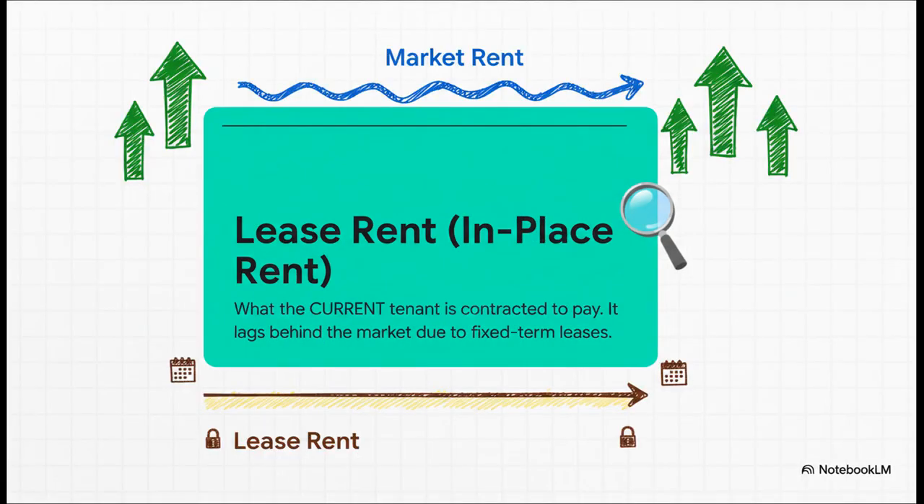Okay, so the next step down in the hierarchy is lease rent, or in-place rent. This one's simple. It's what your current tenant is actually paying, what's written on their signed lease. And because leases are locked in for a year or whatever the term is, this number is always going to lag behind a moving market. So if market rents went up since they signed, boom, right there, a gap is automatically created. That is where your loss to lease is born.